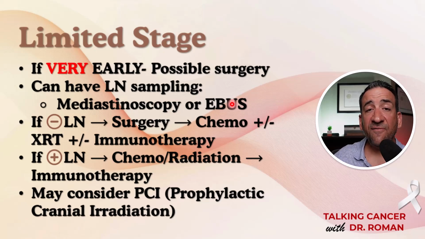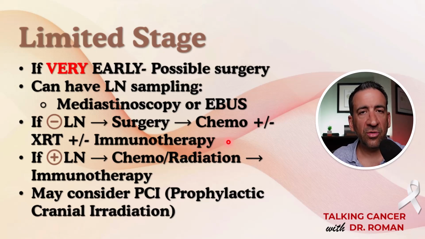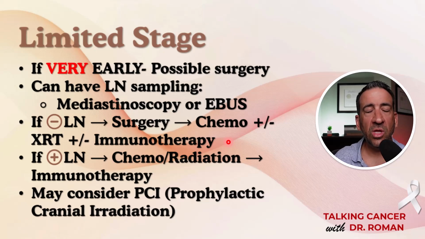All right? And if your lymph nodes are not involved with cancer, meaning your lymph nodes are negative for cancer, then you might be a surgical candidate, followed by chemotherapy, maybe radiation. Sometimes we'll add radiation, and possible immunotherapy. So this is a scenario where you might go for surgery, chemotherapy, radiation, and immunotherapy. This is a discussion between you and your doctor. So a very important question I would have is, if you're limited stage, are you very early limited stage? Because if you are, you might be a surgical candidate.